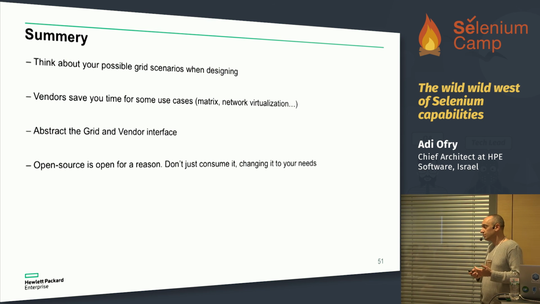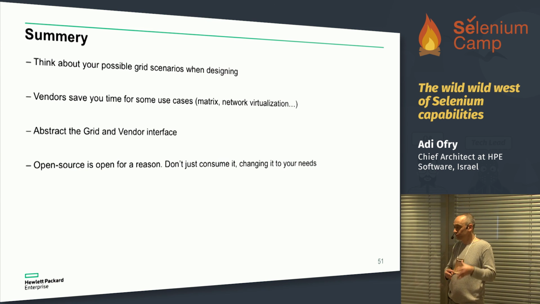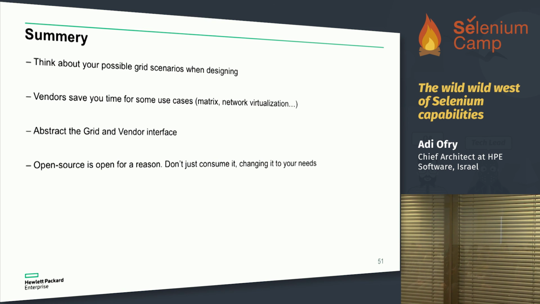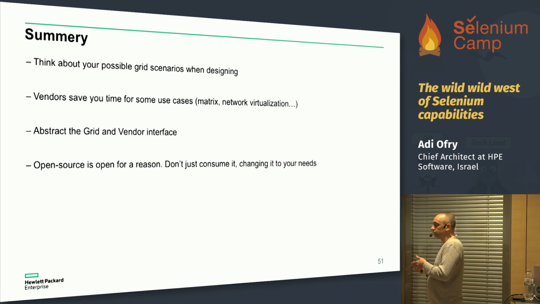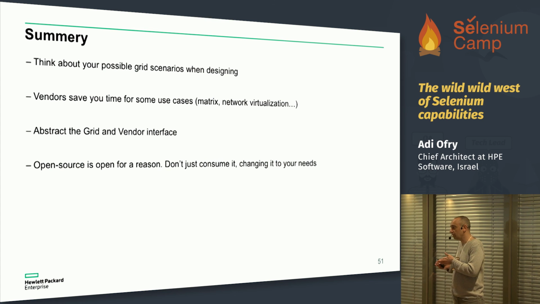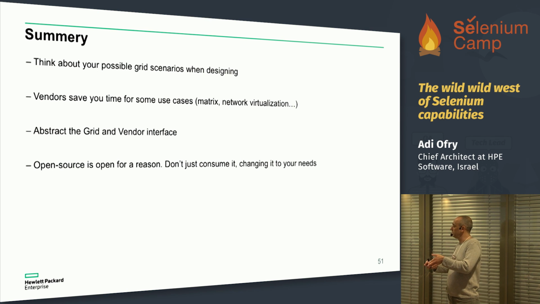Another thing to consider is using vendors for some use cases. I know it costs money and everyone loves open source, but some cases can save you a lot of time using vendors. Third, if you're going to use a vendor, just with a few classes and a few interfaces, abstract the relevant vendor. So you won't get a lock-in if you change it. And then you can even use your own implementation for local tests, for a pull request, and end-to-end will go to the vendor.